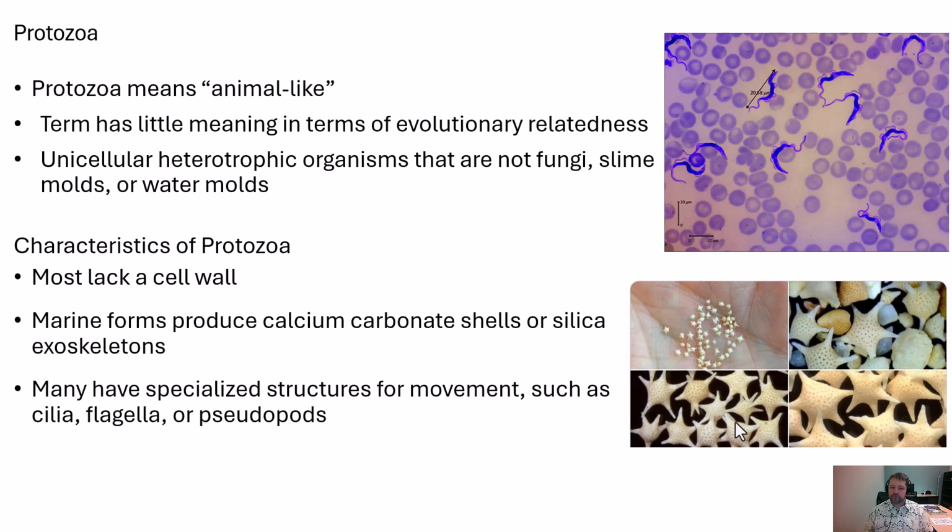Many of the protozoans use different features to move around. Three features that are most common would be cilia, which are like little teeny hairs or very small flagella that are all over the organism's body or outer surface of their cell, and they can use them to beat and move through the water.